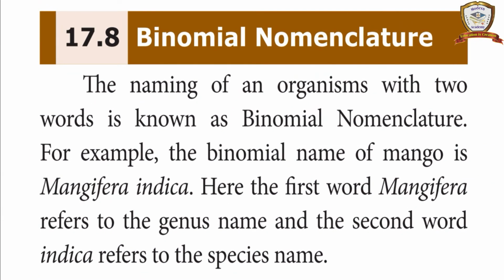Binomial nomenclature. The naming of an organism with 2 words is known as binomial nomenclature. For example, the binomial name of mango is Mangifera indica. Here, the first word Mangifera refers to the genus name and the second word indica refers to the species name.